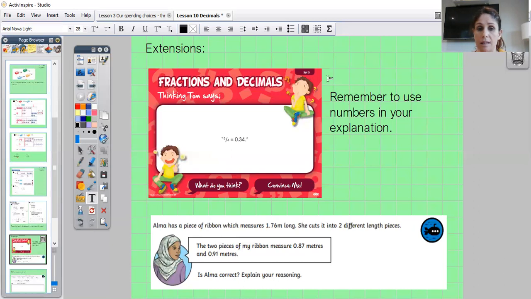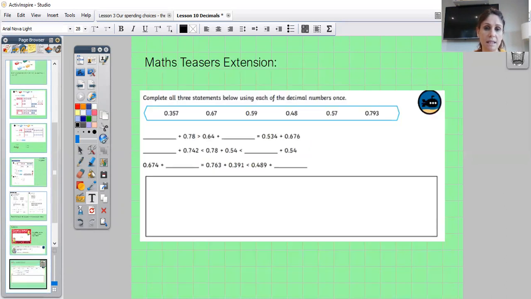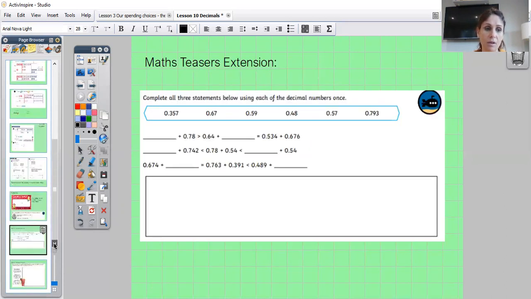So if you think they are the same, you have to prove it. There's going to be some converting that needs to happen there. Okay. And then this is your second activity. Have a go at that one as well. Maths teasers group. You have got to complete all 3 statements below using each of the decimal numbers just once.